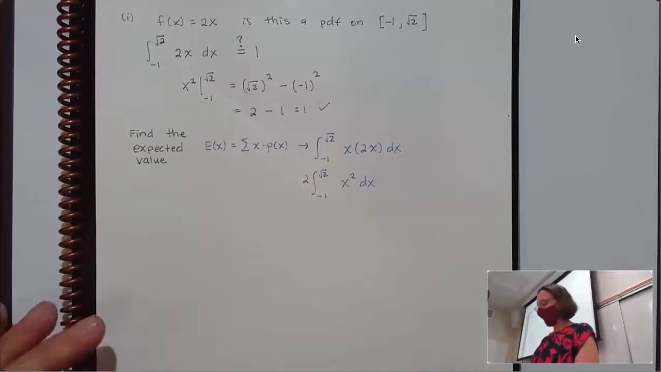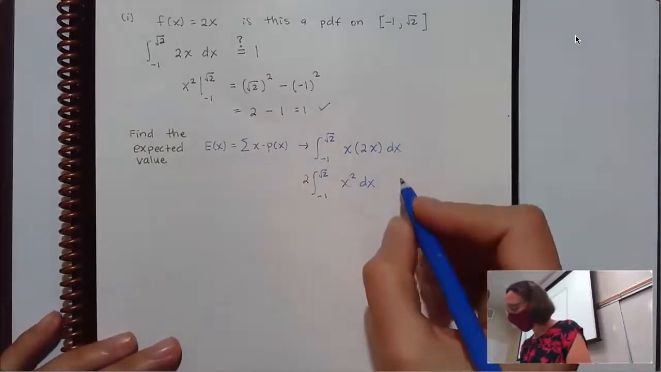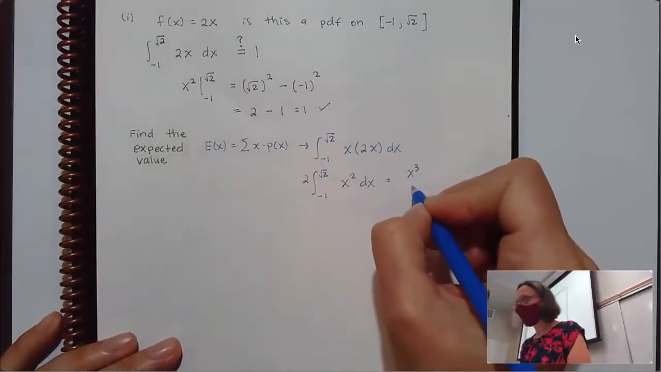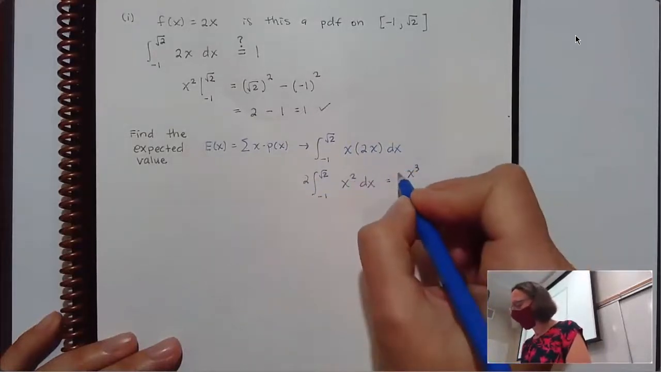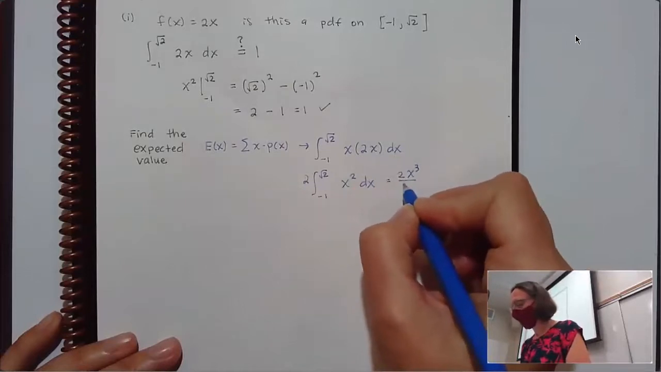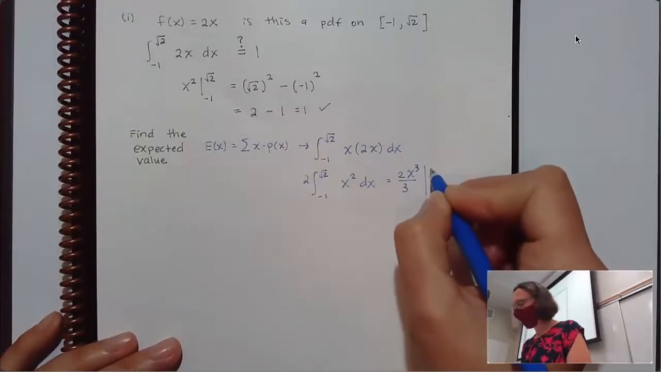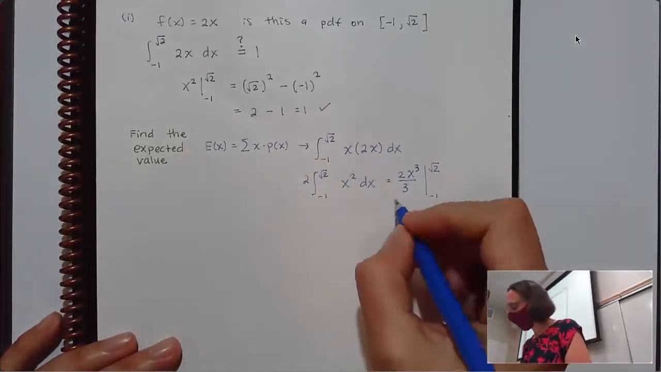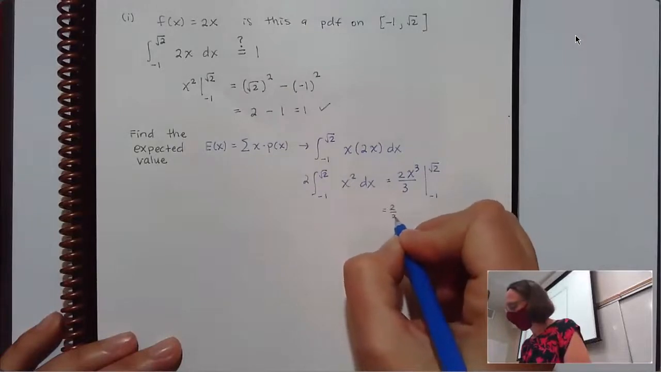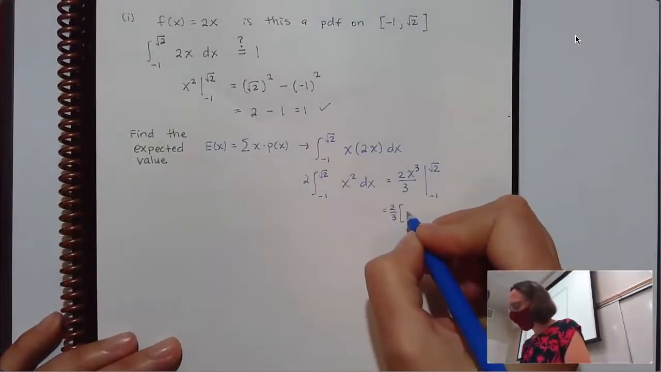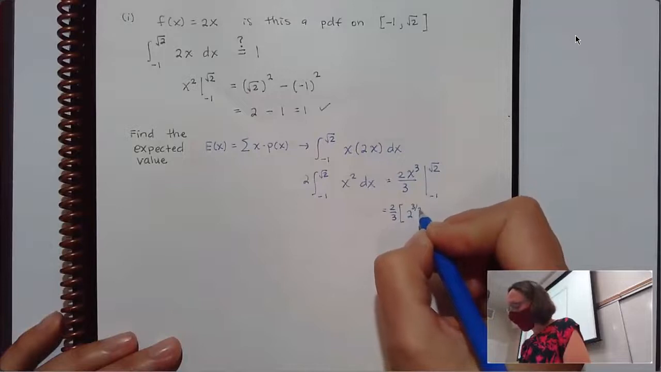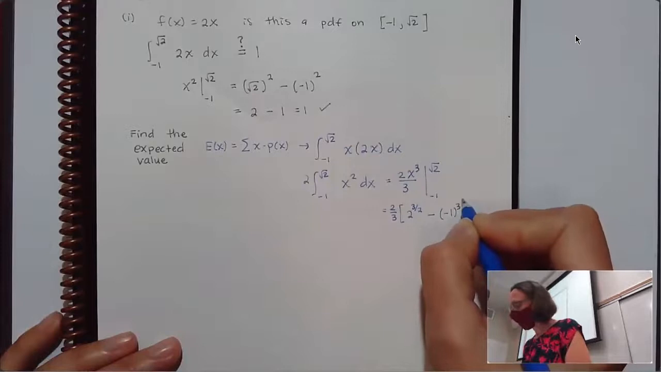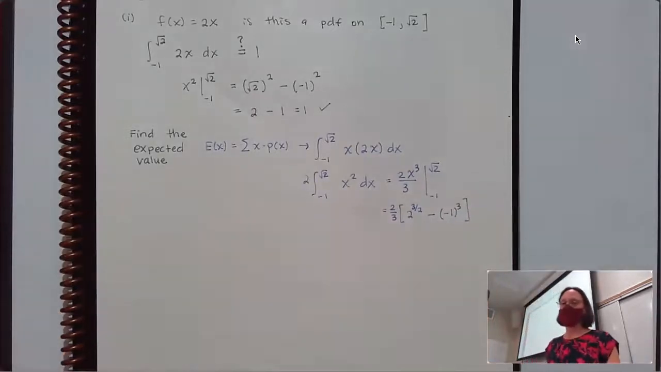And I can go ahead and integrate that. So I would have x cubed over 3. But since I had that 2 out in front, that would be 2x cubed over 3. We're going from -1 to the square root of 2. And we're just going to leave it. We're not going to bother trying to simplify it. Just going to call that 2/3 of 2 to the 3/2 minus -1 cubed. Sure. We'll just go with that.